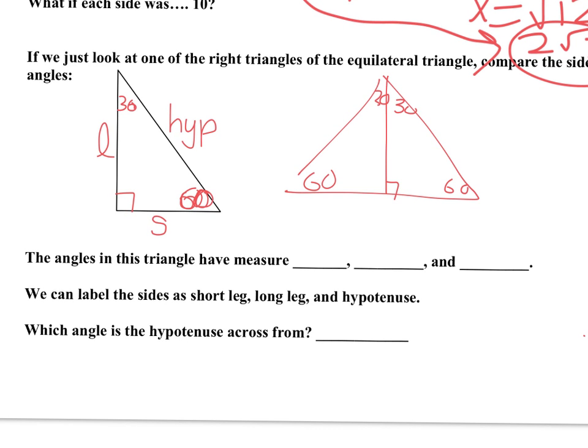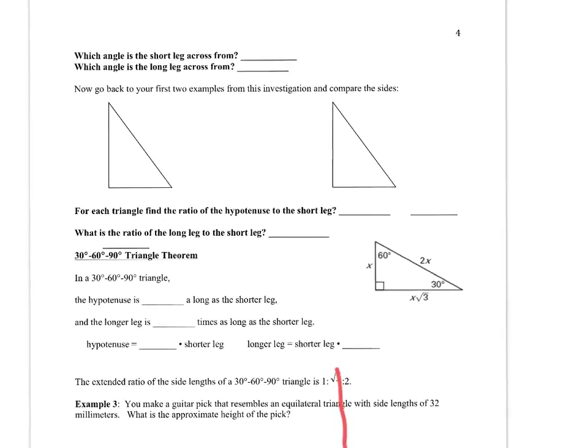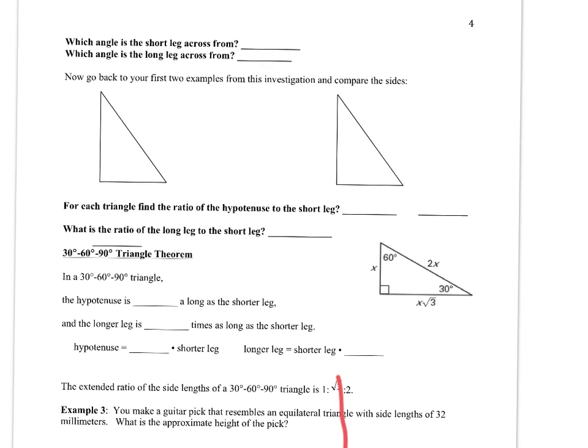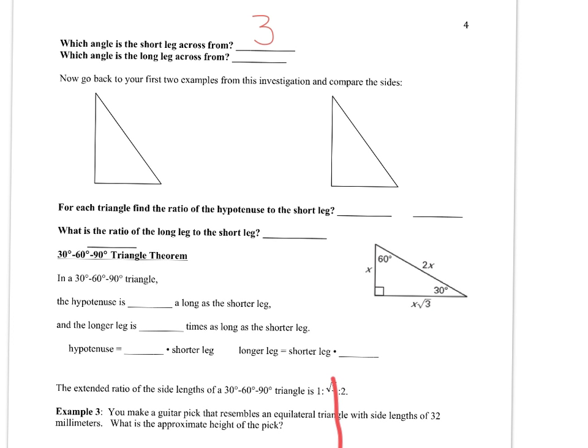So the angles in this triangle have the measures of 30, 60, and 90. Which angle is the hypotenuse across from? It's across from the 90-degree angle. The next question says, which angle is the short leg across from? The short leg is across from the 30-degree angle. This is going to be really important: the short leg's across from the 30-degree angle, the long leg is across from the 60-degree angle.